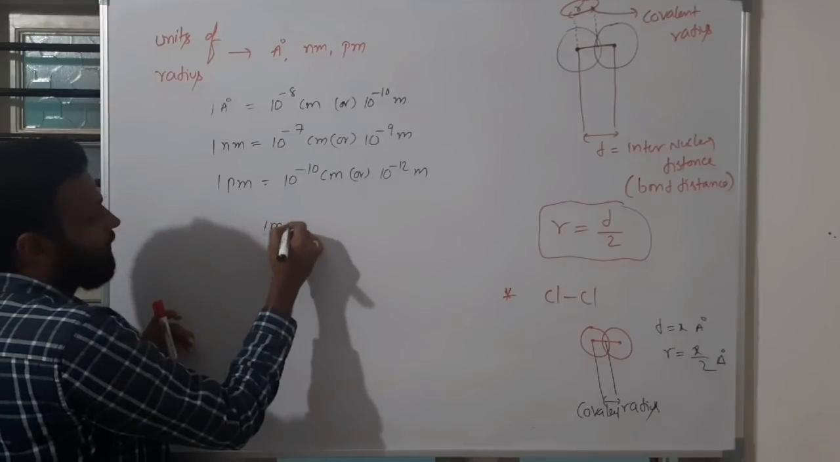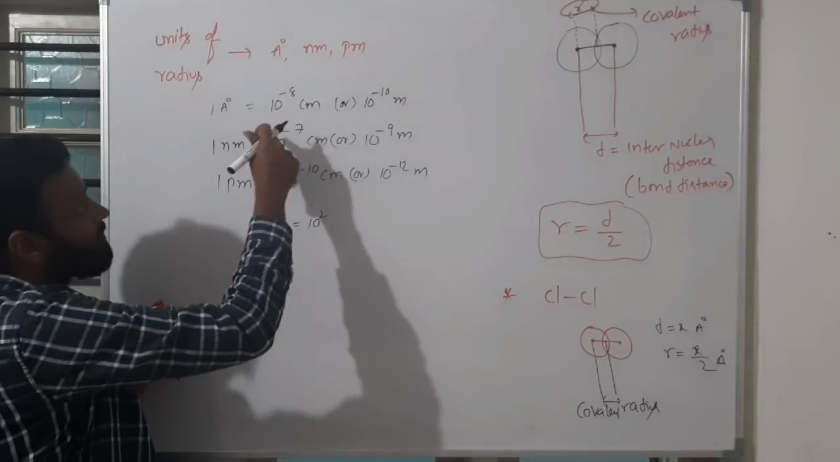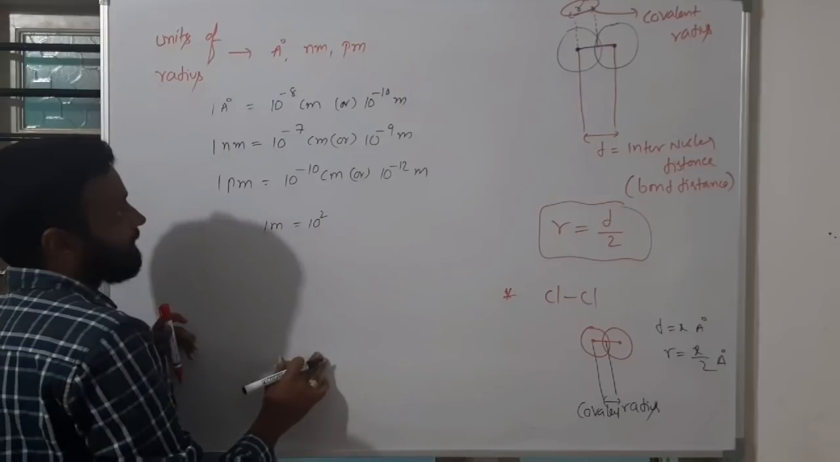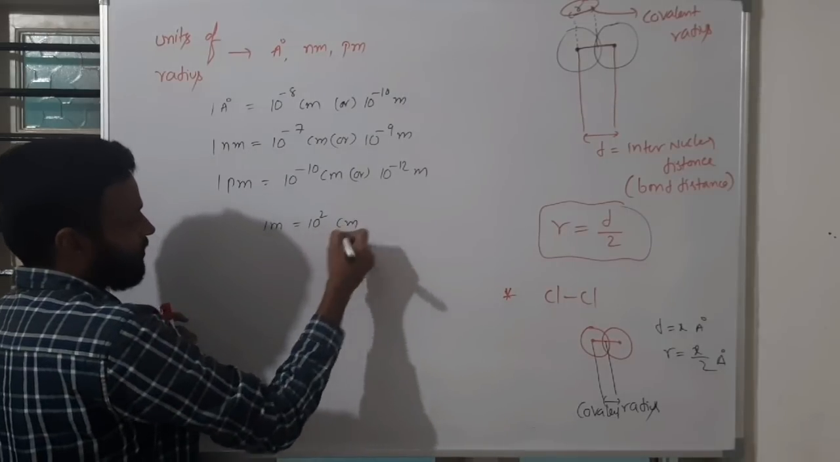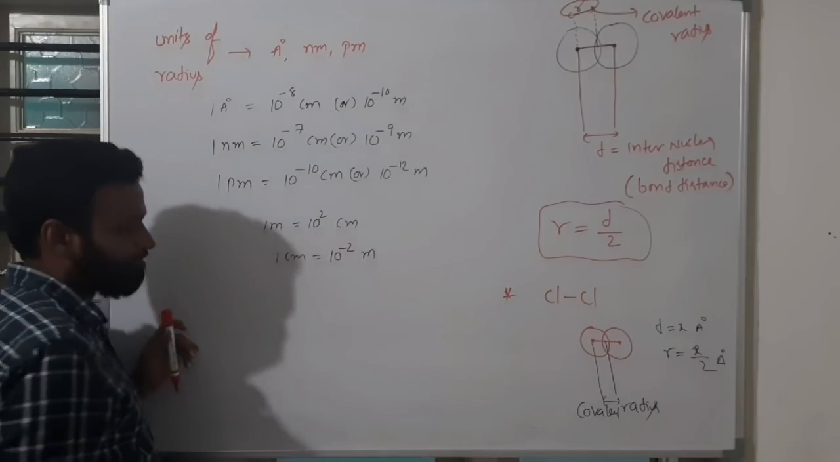Here, 10 power minus 8 centimeter and 10 power minus 10 meters, getting? So 1 centimeter is equal to 10 power minus 2 meters.